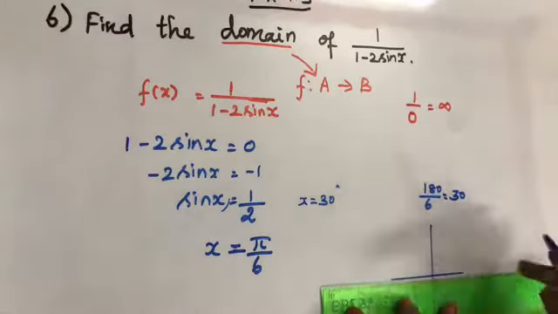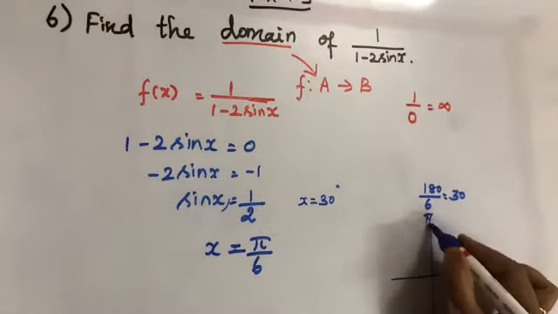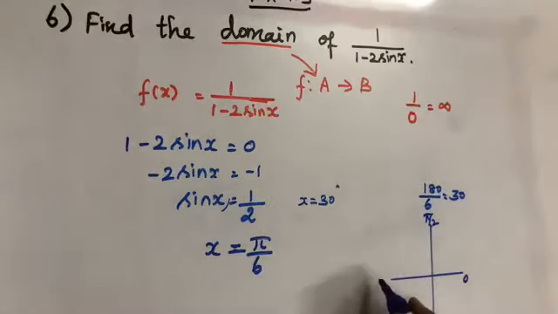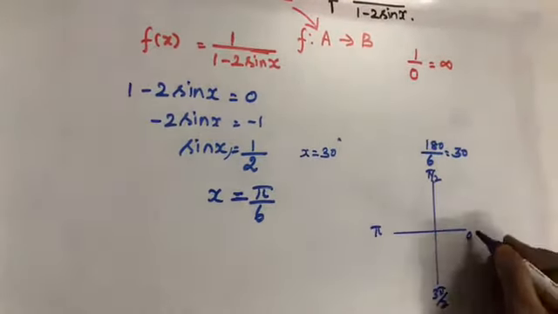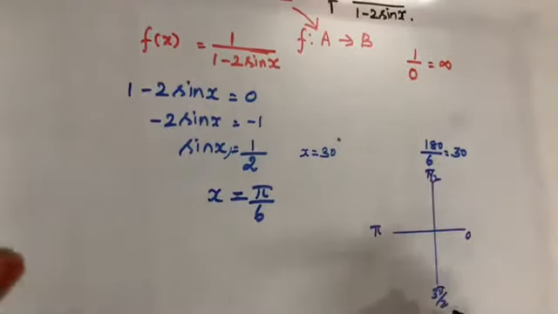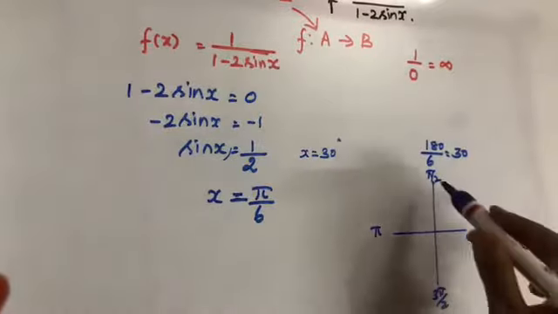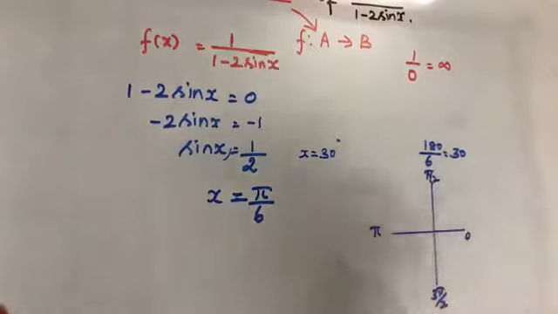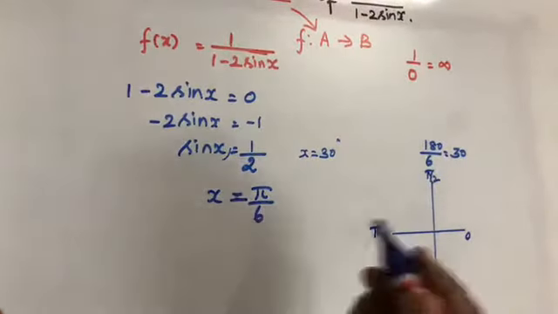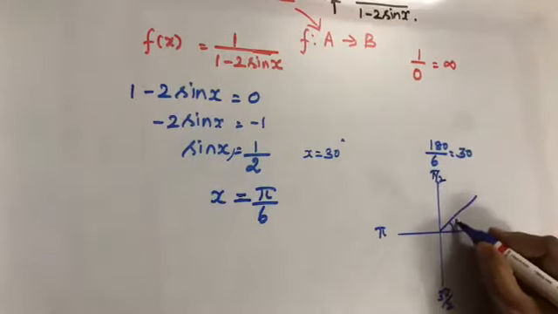This is our quadrants. So here 0, here pi by 2, that is 90 degree, and here pi, that is 180 degree, and here it is 3 pi by 2. So 0, 90, 180, 270, again 360, it will go on like this. So many times we can find the angles here. So x is equal to pi by 6. Pi by 6 is 30 degree, so it will come here.